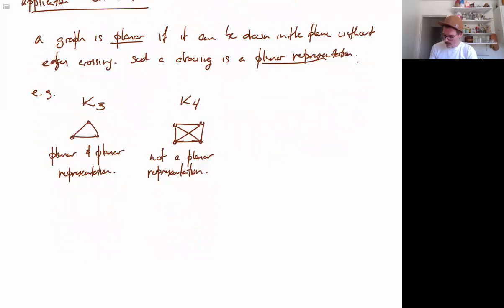But here is another way of drawing it that is a planar representation. No edges crossing here. So K4 is planar.